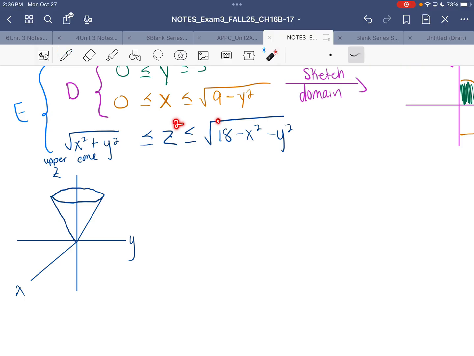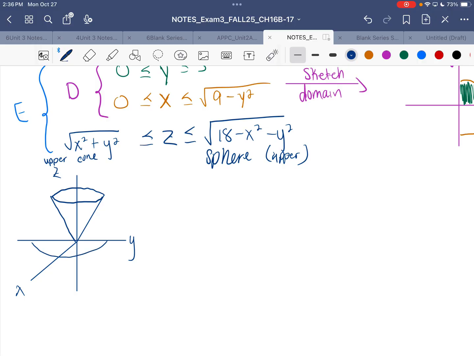Okay, square everything over here. If you added them to both sides, you'd have x squared plus y squared plus z squared is equal to 18. What shape is that? A sphere. This is the upper part of a sphere. It's really a hemisphere, the top part of a sphere.